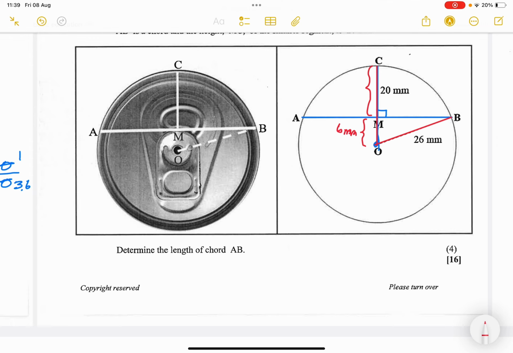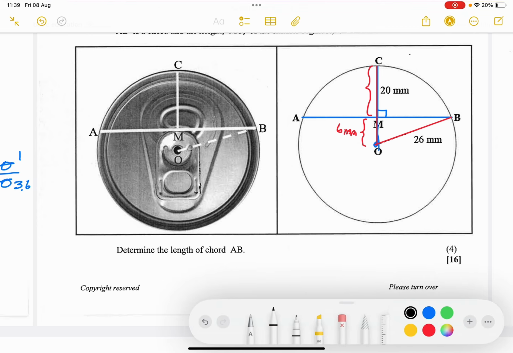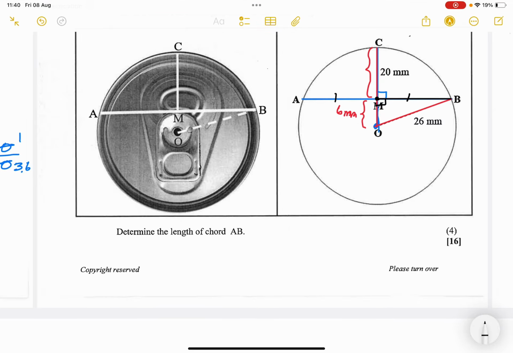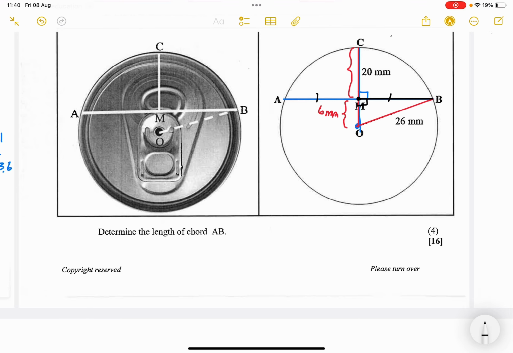From that, do you agree with me that we can find the length of MB using the theorem of Pythagoras? And of course, we know that if a line is drawn from the center perpendicular to the chord, it must bisect the chord, meaning that AB should be twice MB. I'd like you to try it out on your own, and then let's see if we end up with the same answer.